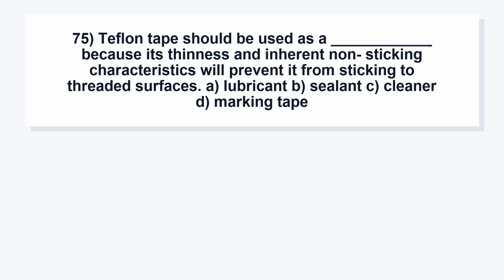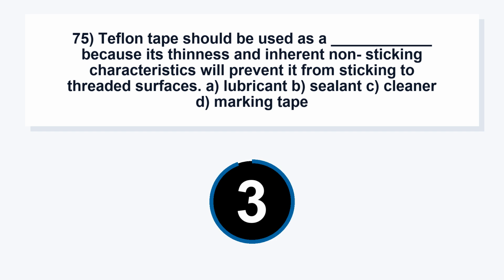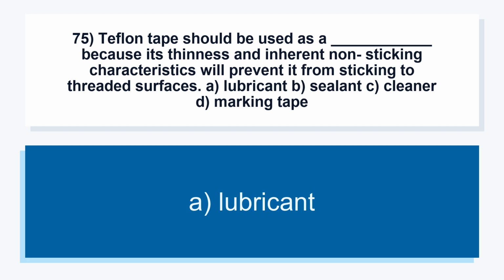75. Teflon tape should be used as a ____ because its thinness and inherent non-sticking characteristics will prevent it from sticking to threaded surfaces. A. Lubricant. B. Sealant. C. Cleaner. D. Marking tape. A. Lubricant.